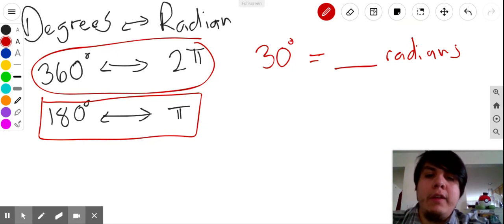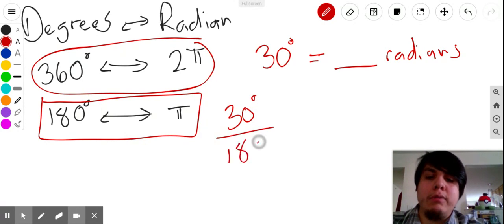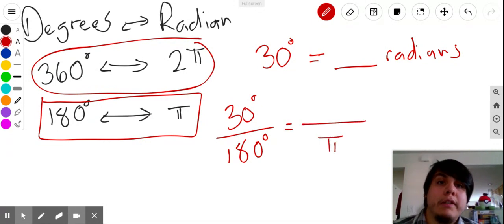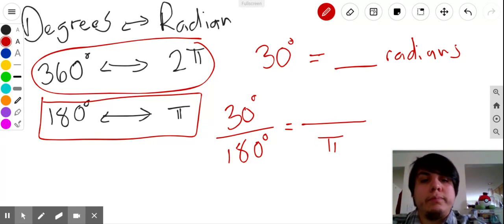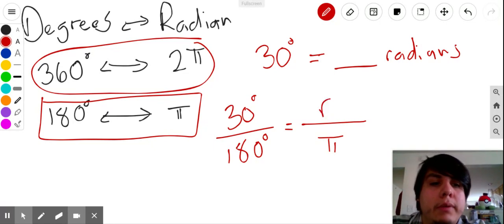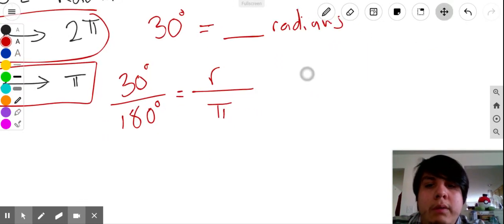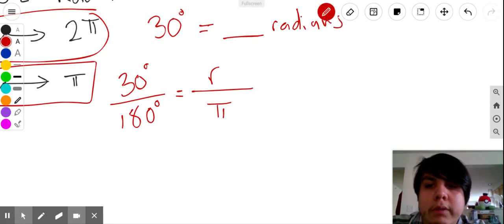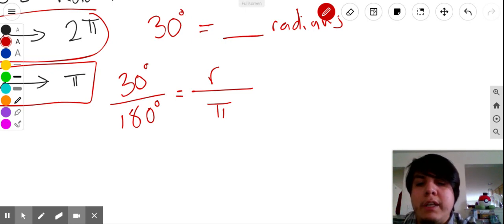Okay, so I have 30 degrees. I have a possible 180 degrees. And I want to figure out what that would be in radians, given that 180 degrees is the same as pi radians. So here's what we can do. Well, 30 divided by 180 is really 1/6. So I have 1/6 is equal to r divided by pi.